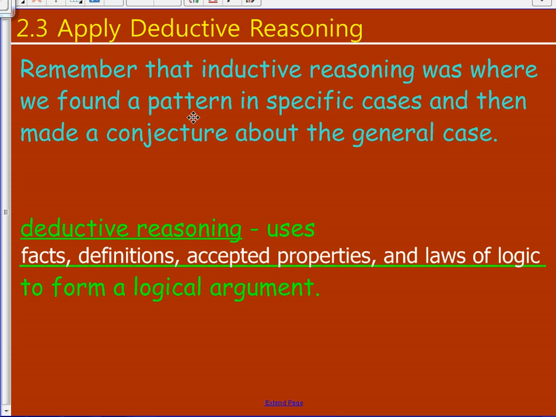All right, so we had been talking about inductive reasoning, and if you remember, the inductive reasoning was where we found a pattern in specific cases and then made a conjecture about the general case. We made a conclusion. Now we're actually using facts, definitions, and accepted properties and laws of logic to do this. All right, so the reasons and the conjectures you are no longer finding, you are given them.